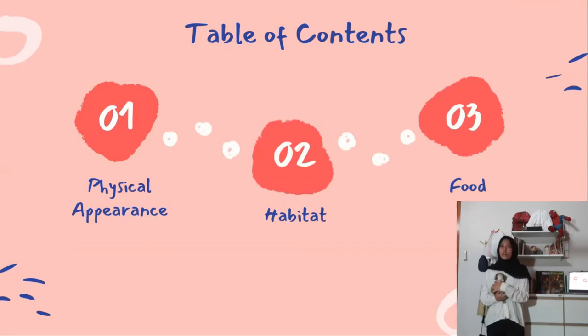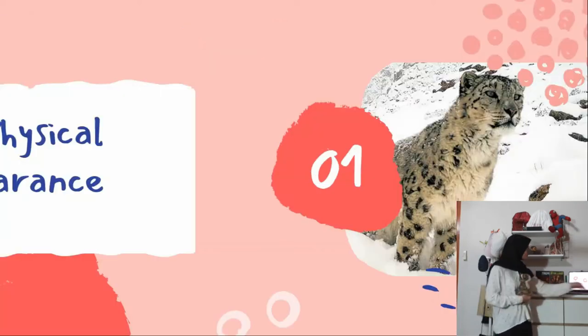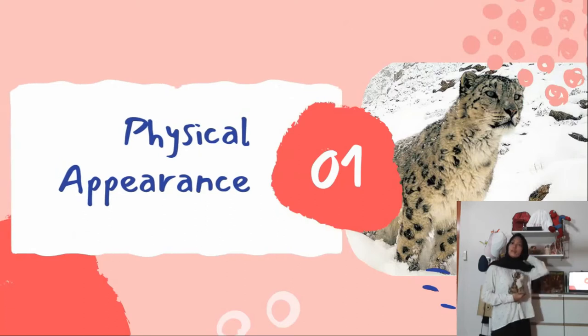The content we're going to talk about is, first, snow leopards' physical appearance, and then we're going to talk about their habitat, and we're going to talk about their food. First, we're going to talk about their physical appearance.